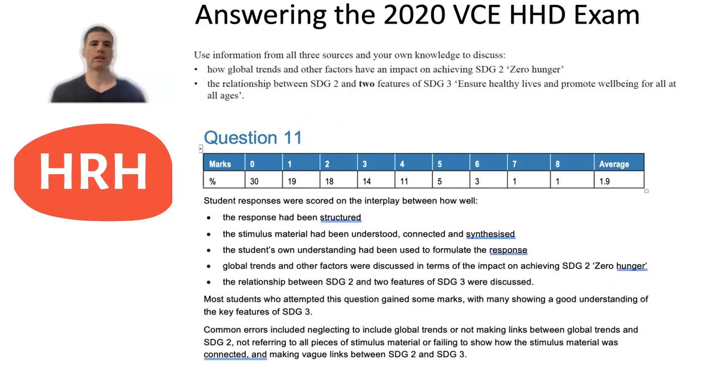And then you'll see here the question: use information from all 3 sources and your own knowledge to discuss how global trends and other factors have an impact on achieving SDG 2 zero hunger, and the relationship between SDG 2 and 2 features of SDG 3, ensure healthy lives and promote well-being for all at all ages. So you have to think about, there's a number of parts to that question.